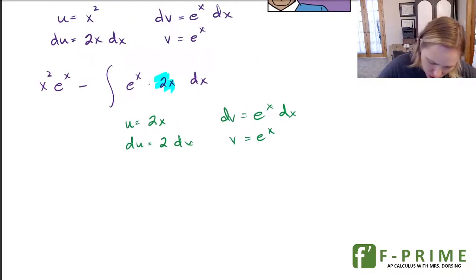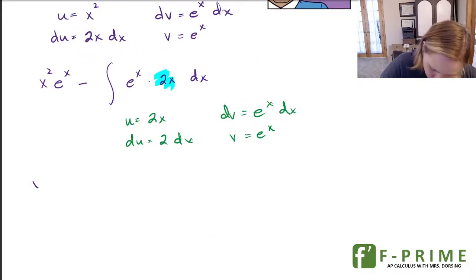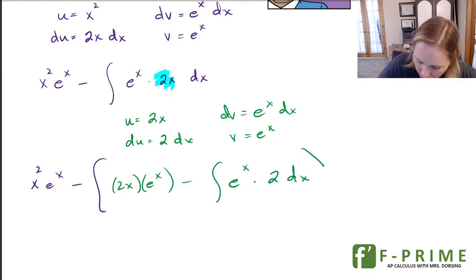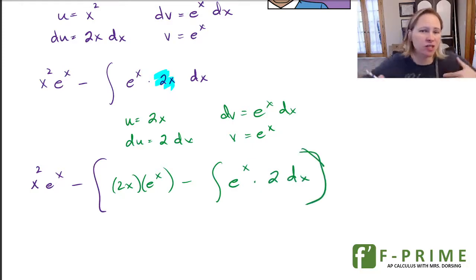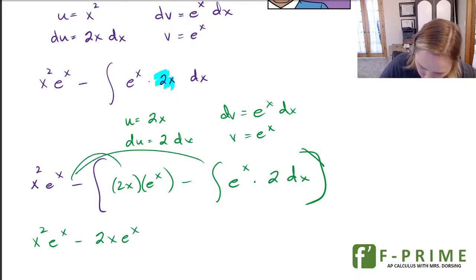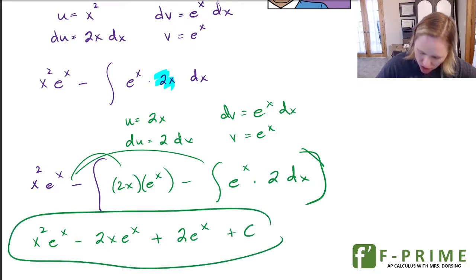We have to keep on going, so we keep this first part, x squared e to the x minus, and we put a big bracket around it because it's subtraction. Then we put everything in again: u times v, 2x times e to the x, minus the integral of v, that's e to the x, du. Now we got it down to just 2 e to the x, which we can integrate very easily, leaving us with x squared e to the x minus 2x e to the x. When we distribute that subtraction, we get plus 2 e to the x, and then plus c for our constant of integration. So the idea here is that we had to do integration by parts twice.